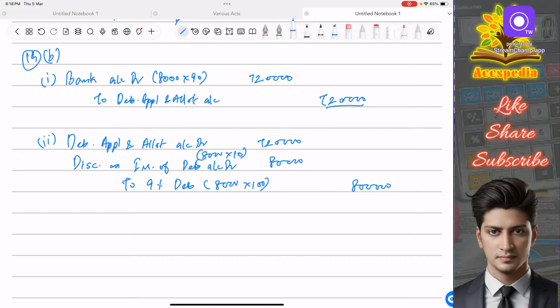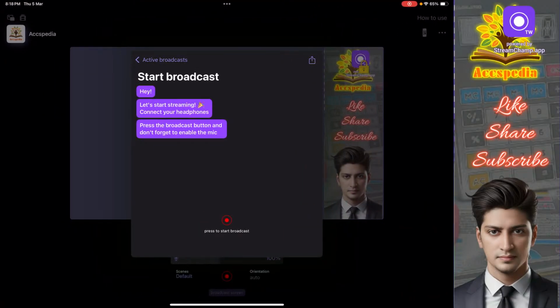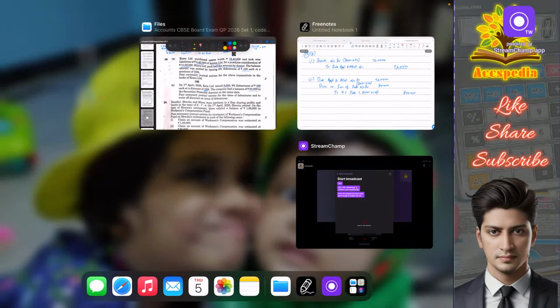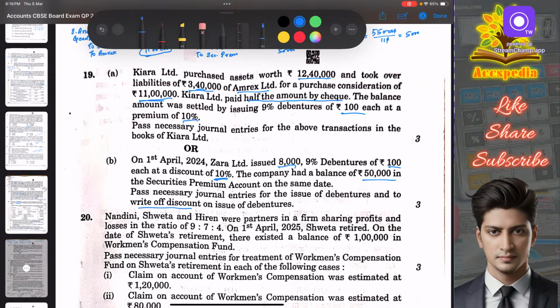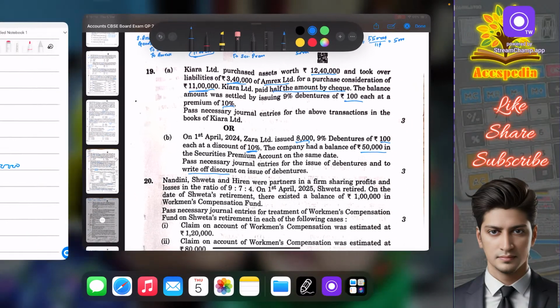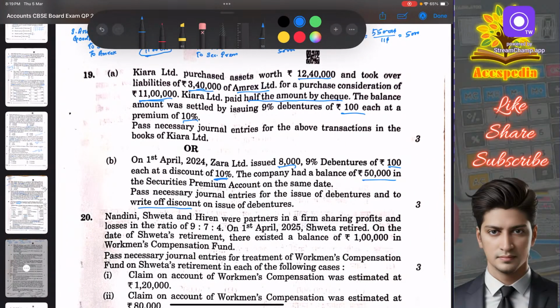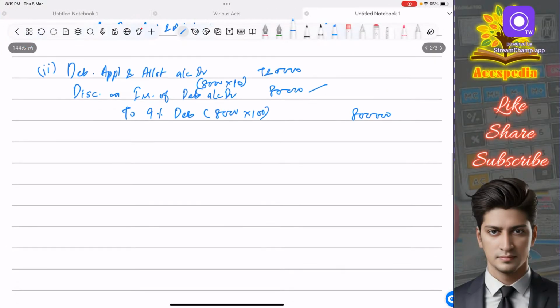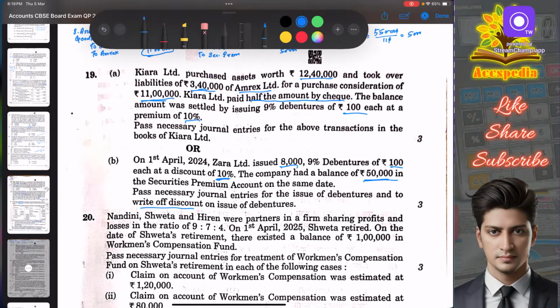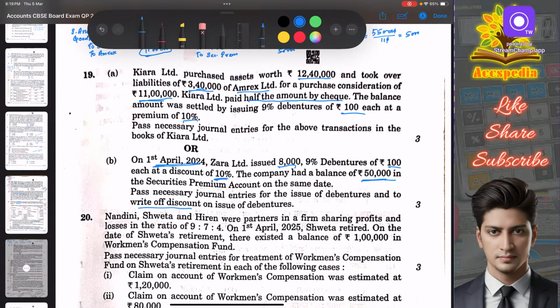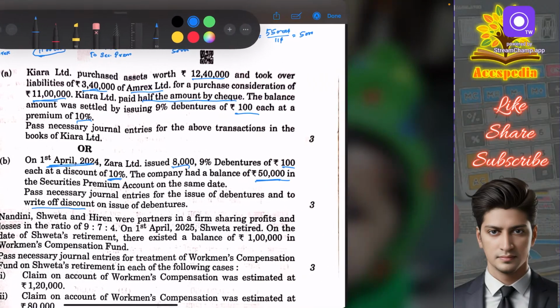So this is the journal entry, and they have also asked us to pass the journal entry for the writing off of discount. So we have a discount of 80,000, which we have to transfer to securities premium if there is, and there is a balance of 50,000. The remaining 30,000 we have to transfer to statement of P&L. So that is the third entry. If the date is given, you have to write the date. Yes, the date is given, so kindly follow the date for this debenture chart.